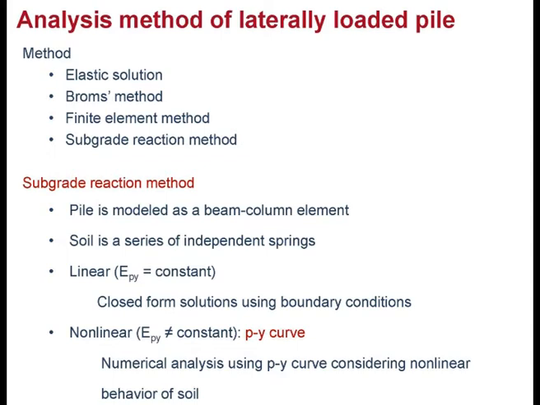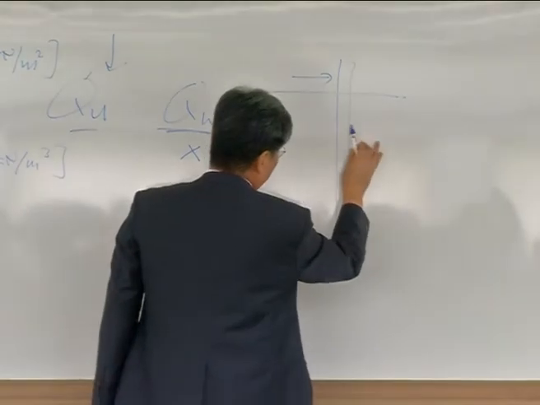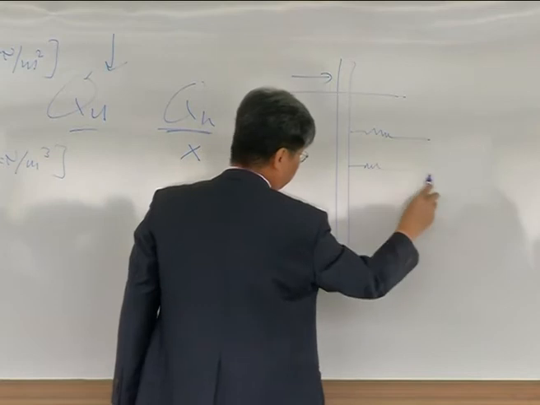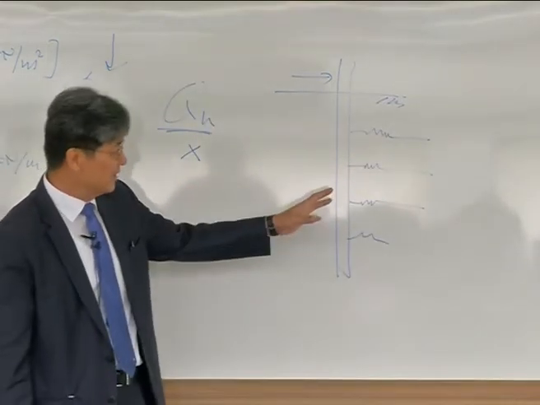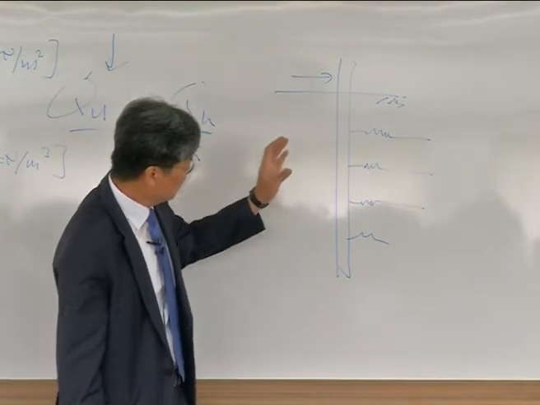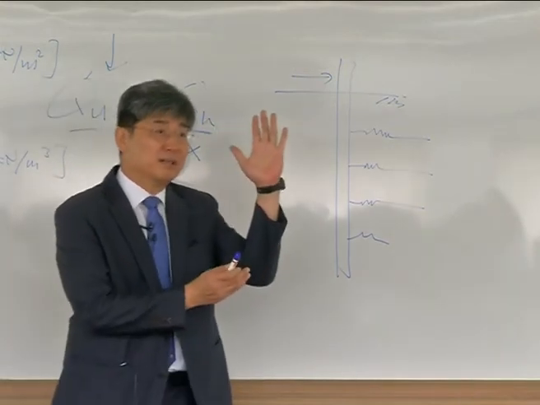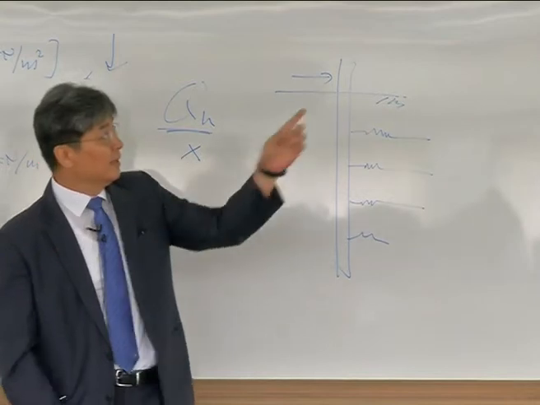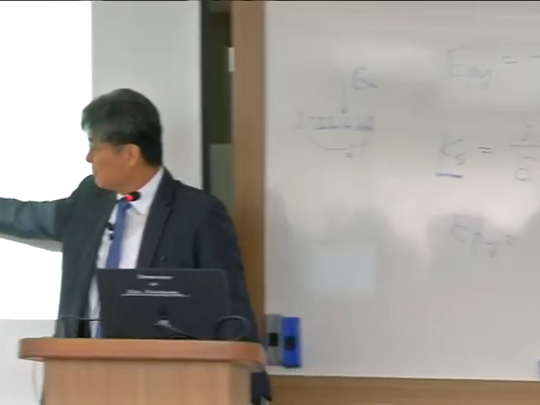You can make a simple physical model where the pile is modeled as a beam column element and the soil is a series of independent springs. For example, there is a horizontal loading, and the soil can be represented as springs over here. The soil can be represented by elastic or elastoplastic springs, and the pile can be analyzed by beam and column elements. A beam can have bending moments, while a column can only take vertical loading, okay? So beam column and independent springs.